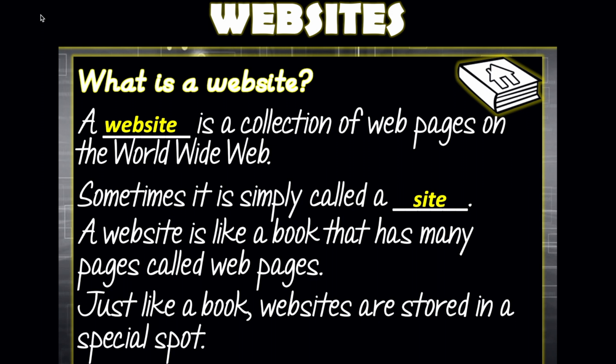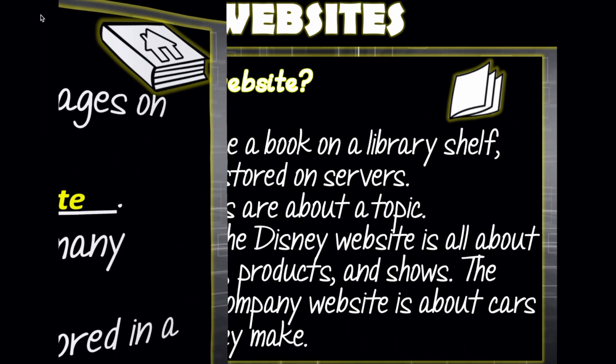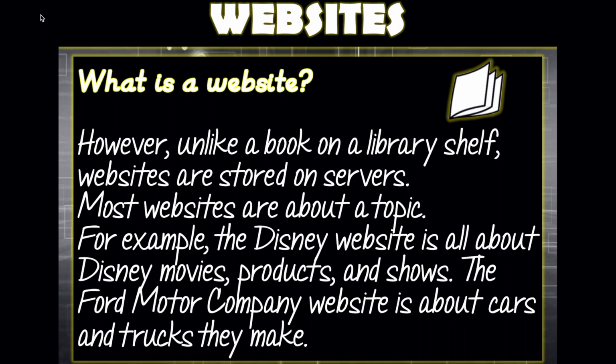Just like a book, websites are stored in a special spot. However, unlike a book on a library shelf, websites are stored on servers. Most websites are about a single topic. For example, the Disney website is all about Disney movies, products, and shows. The Ford Motor Company website is about cars and trucks they make.